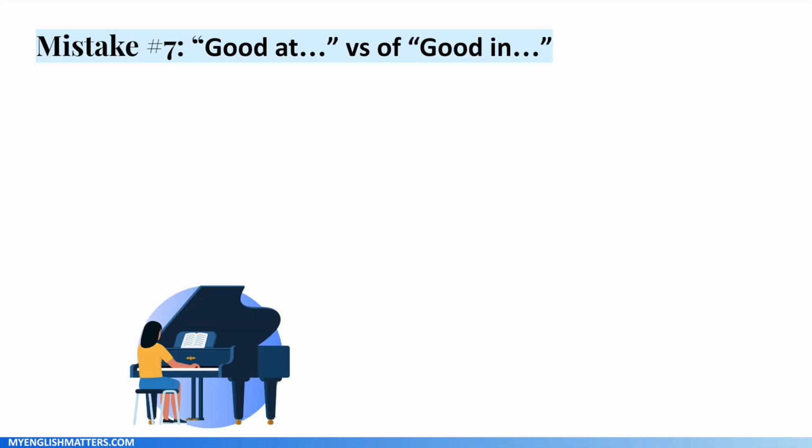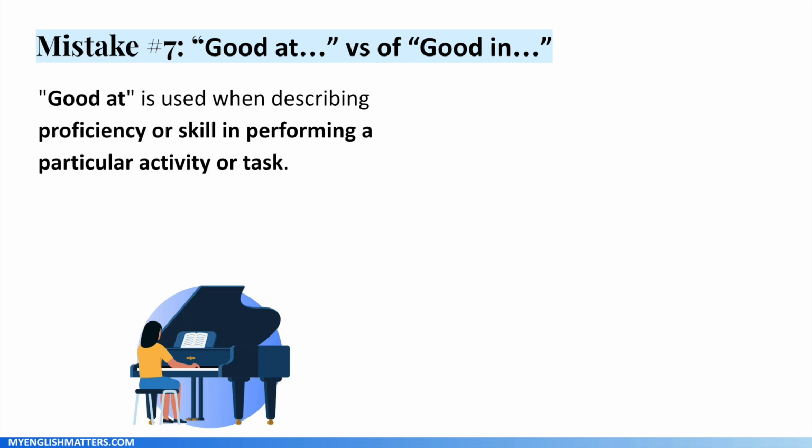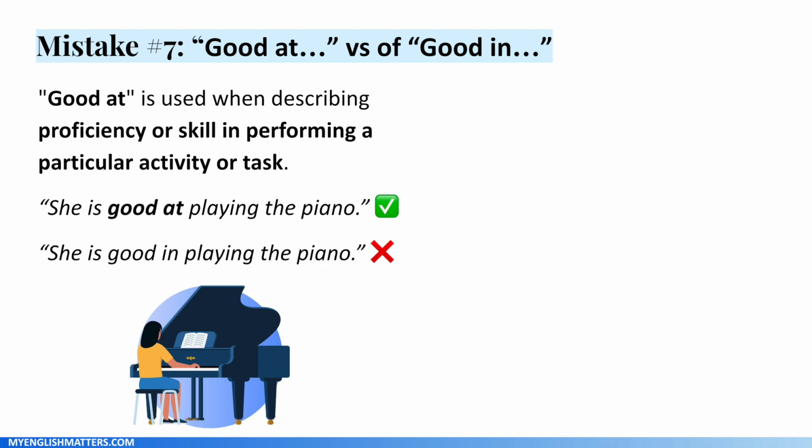Common mistake number 7, getting good at and good in mixed up. So, good at is the correct phrase to use when describing proficiency or skill in performing a particular activity or task. For example, "She's good at playing the piano" is correct. "She's good in playing the piano" is incorrect.